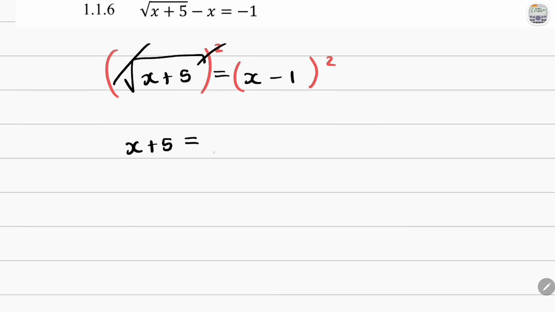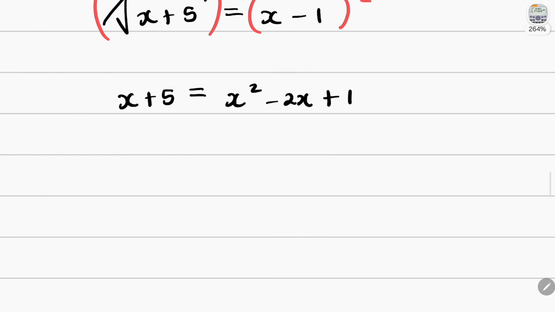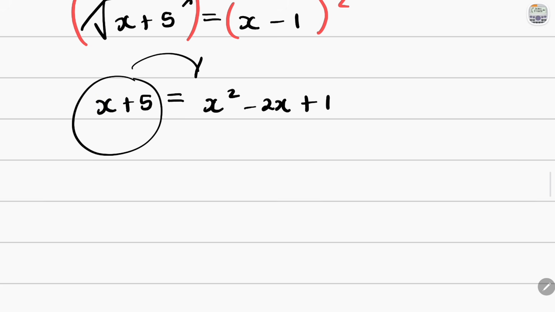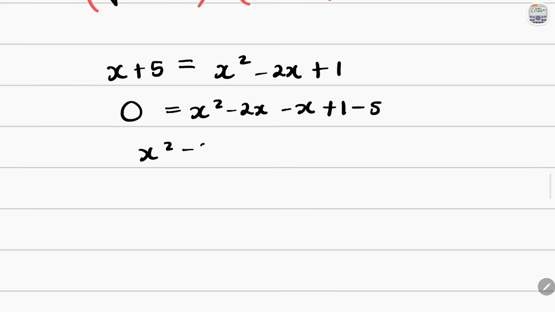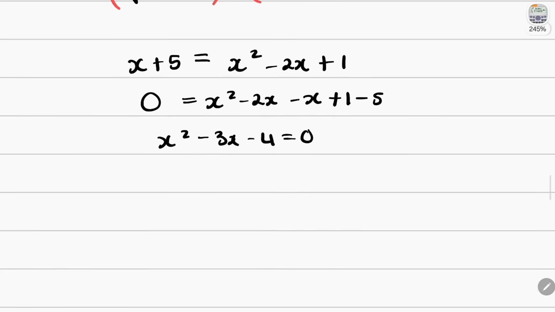So the first term squared is x squared. Last term squared is positive 1. First times second term is negative x, and then you need to times that by 2. So that's negative 2x. Okay, and now let's just transpose that. So we'll say that this means x squared minus 2x, and then minus x, and plus 1 minus 5 is equal to 0. Okay, so that just means that x squared minus 3x, and then 1 minus 5 is negative 4, is equal to 0, and we can factorize.